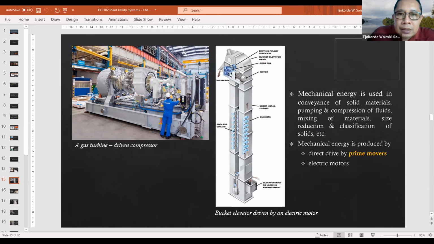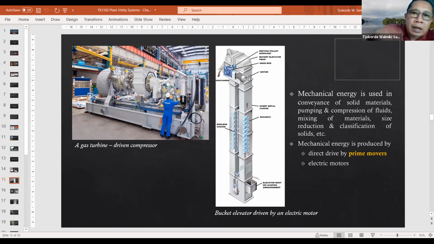Whereas in this case, this electric motor is the prime mover. Jadi penggerak mulanya adalah motor listrik ini. Oops, sorry, this one. This is the motor listrik. Okay, this is the electric motor, and this electric motor drives the whole assembly.